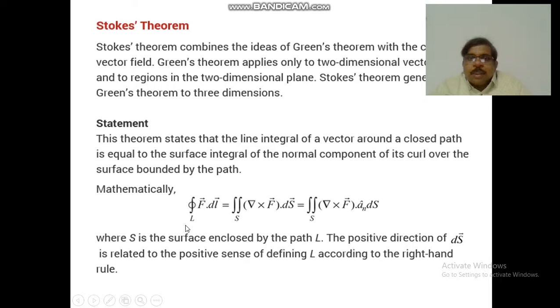So the closed line integral of f dot dl is equal to the double surface integral of del cross f dot a_n ds. This Stokes theorem is very useful for us in further calculations while we are discussing electromagnetics.